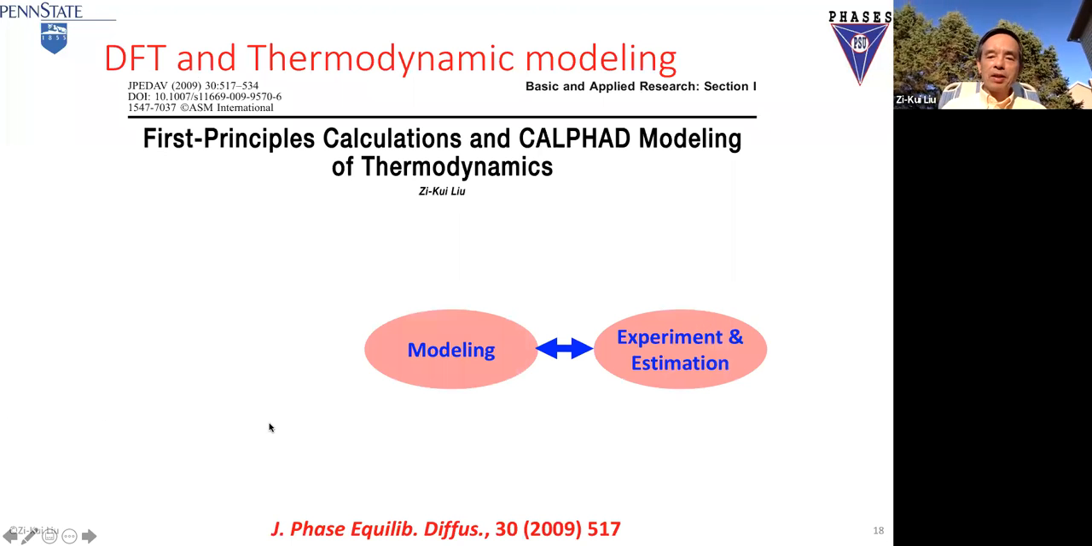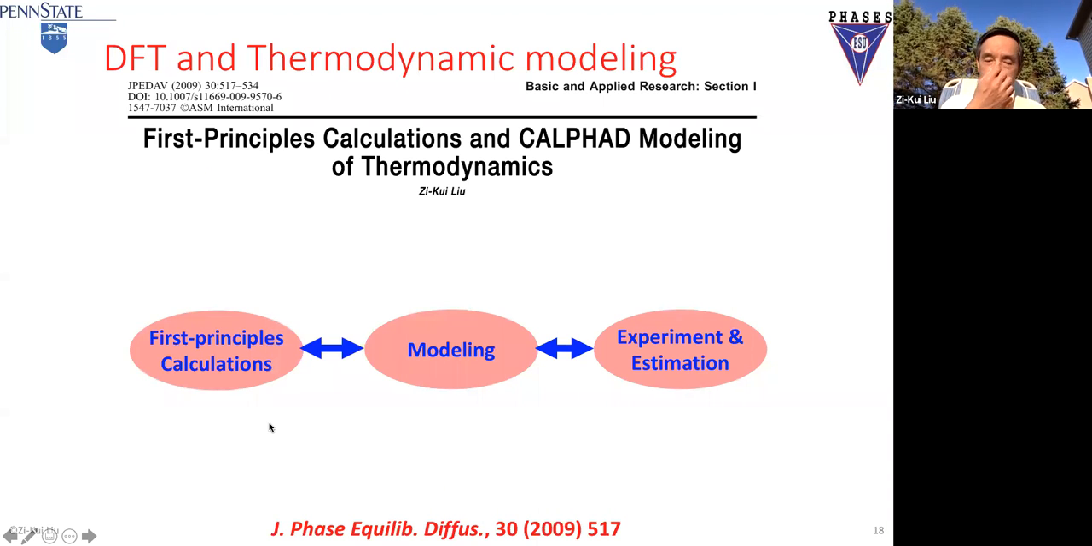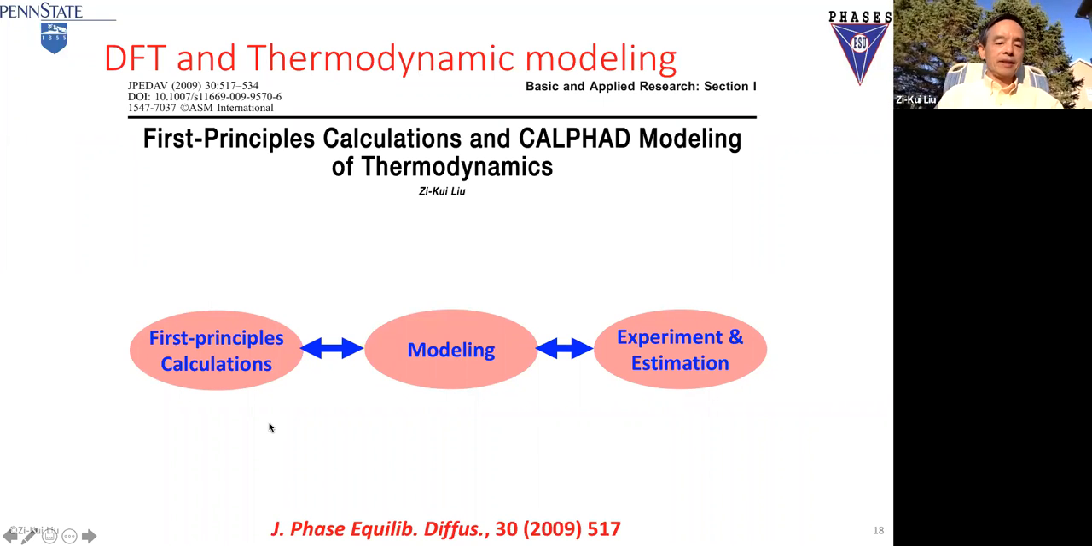Okay, this is a paper I wrote about 10 years ago. I talk about the integration of first principles calculations and CALPHAD modeling. Typically, before first principles calculations, the modeling was done from experimental data or some estimations. But when first principles comes in, now we can do the calculations. It's quantum mechanics, and most of the time at 0 Kelvin. First principles calculations use density functional theory, which was developed in the 1950s and 60s.